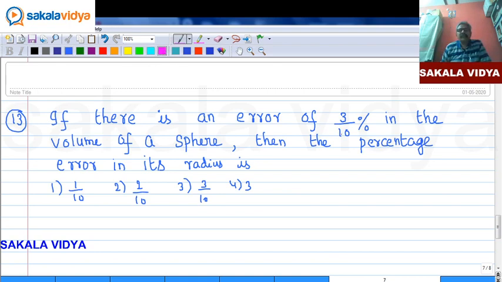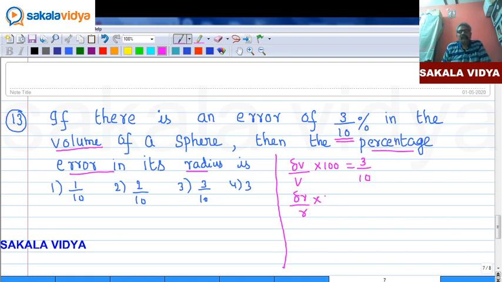If there is an error of 3 by 10% in the volume of a sphere, then percentage error in its radius is. So that means what is given here? Delta V by V into 100 is given, that is 3 by 10. Now delta R by R into 100 needs to be evaluated. So let the question be analyzed. Understood now? Okay, Danusha.